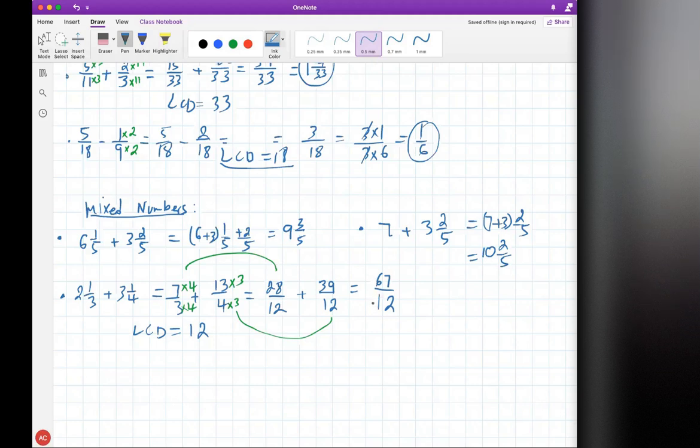Then turn it into a mixed number. First, reduce it if possible. I believe 67 is a prime number, nothing multiplies into 67. You can turn this into a mixed number. How many times does 12 go into 67? You can always do the multiplication and division on the side. 12 goes into 67 5 times, which is 60.